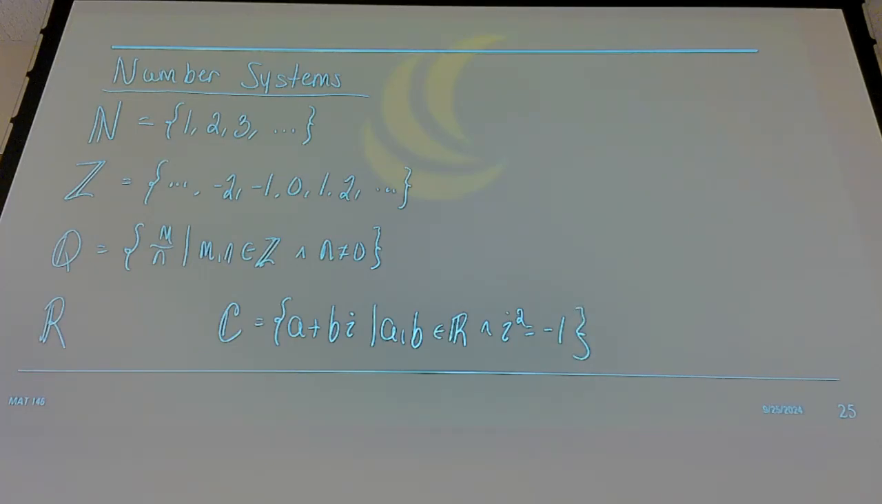Right, complex numbers are numbers of the form a plus bi, where a and b are real numbers and i squared is -1. That is actually where you stopped. That's as far as you've gotten so far.